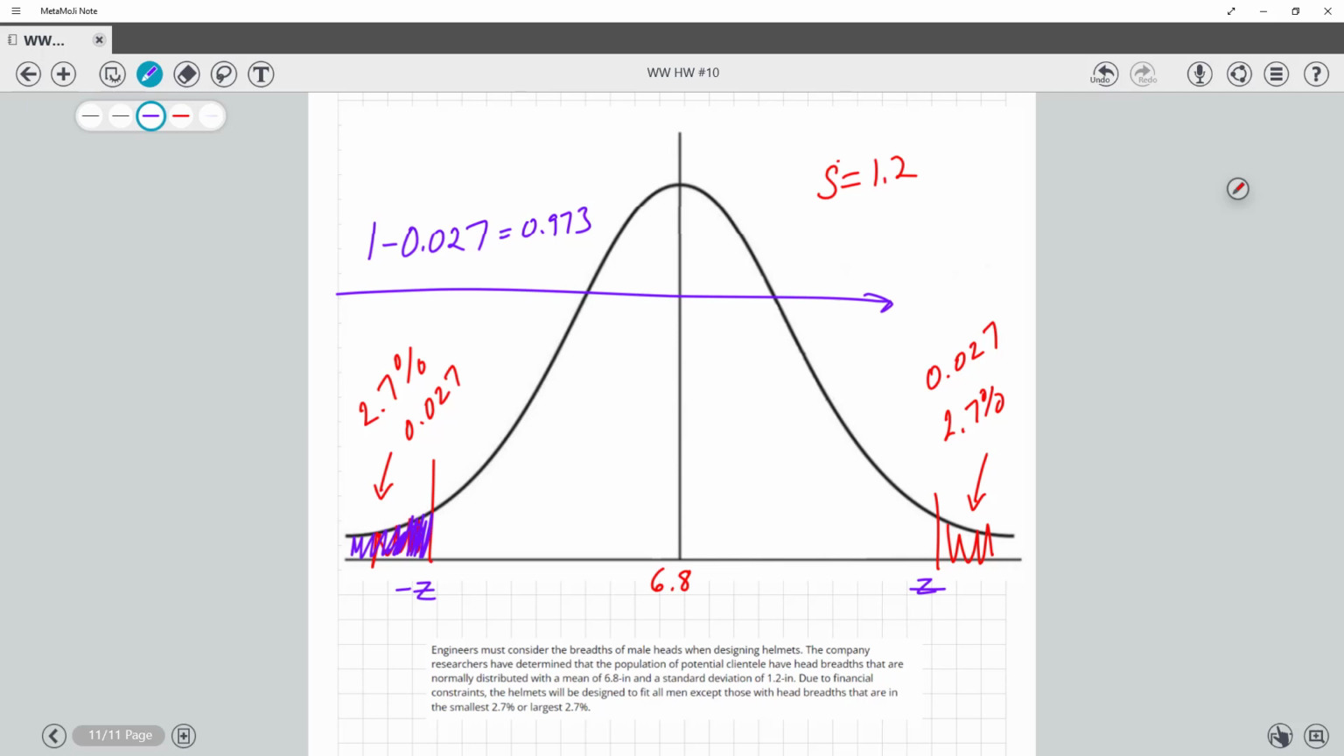So the formula for the z, how do you find z? Well, it's z equals your x minus your mean over your standard deviation. I think they give me the mean. I think they give me the standard deviation. I can find my z based off of this probability. And this is how I do this in Google Sheets.